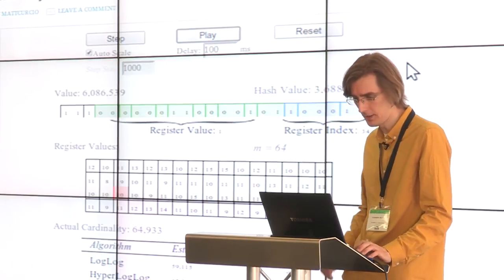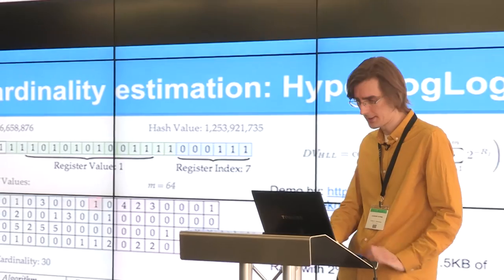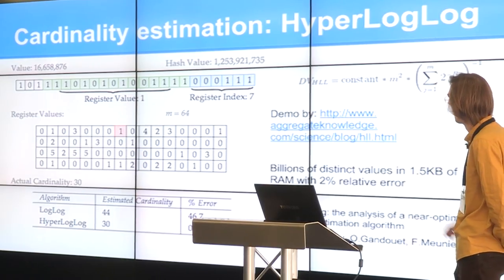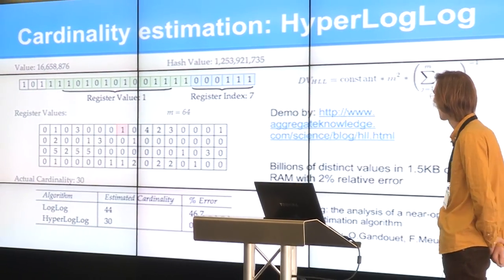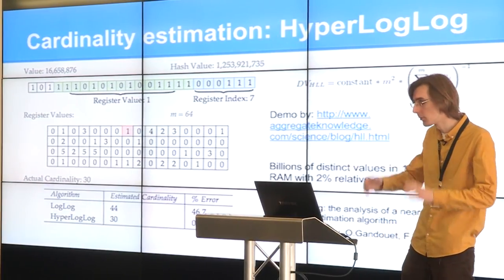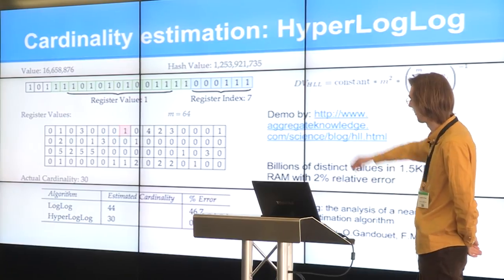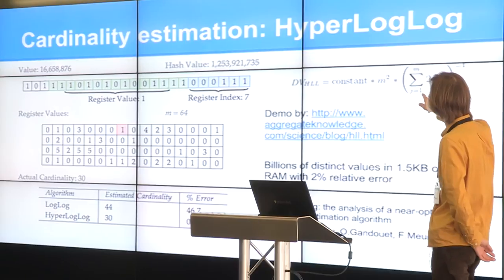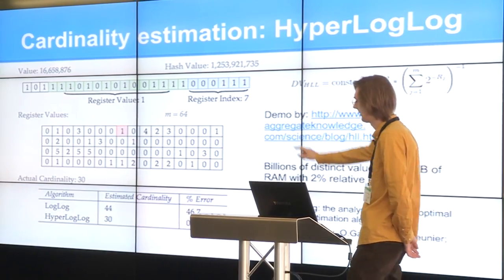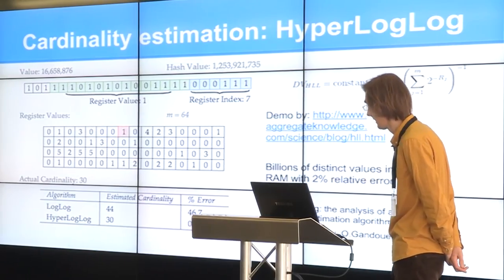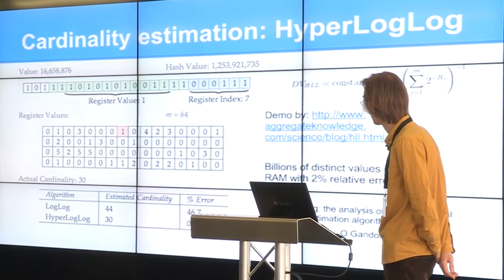We have a formula how to extract back from this register value the cardinality of a set that we were analyzing. And this formula is here. Basically, it's some constant which these smart guys multiplied by the square of the number of bins to which we sort our data, which is 64 in our case. And then it summarizes for all those bins 2 to the power of this register index we've stored. And so far, it says its error is 0 in that set.